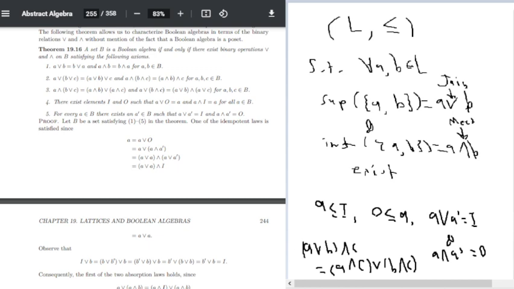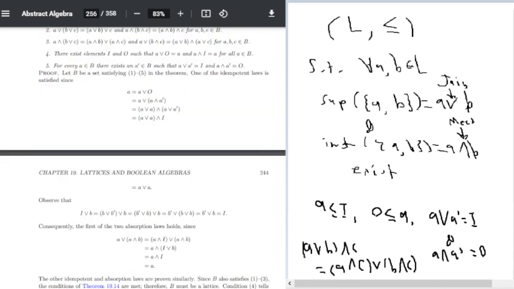So we don't even need the poset in this, we just need that these operations hold. Proof. Let B be a set satisfying 1 to 5 in the theorem. One of the idempotent laws is satisfied, since A is equal to A join 0 is equal to A join A meet A prime is equal to A join A meet A join A prime is equal to A join A meet I is equal to A join A.